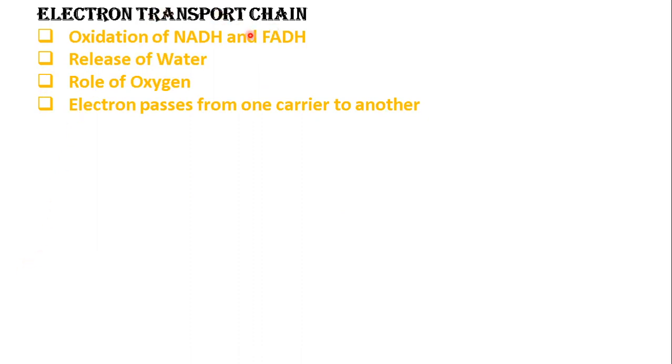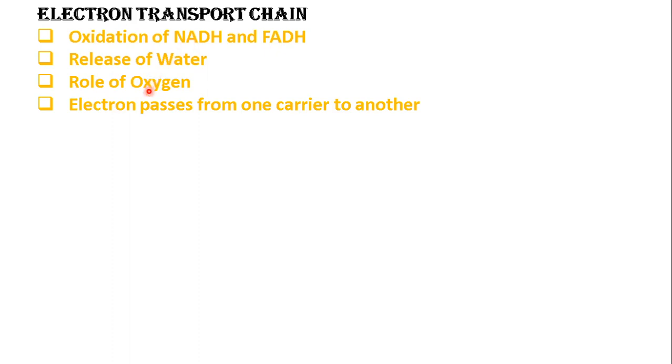Electron transport chain is the oxidation of NADH and FADH2, which were yielded during glycolysis, the link step, that is pyruvate decarboxylation, as also during Krebs cycle. We got the yield of NADH and FADH. Now, oxidation of these molecules will result in formation of ATP. There is also release of water molecule.